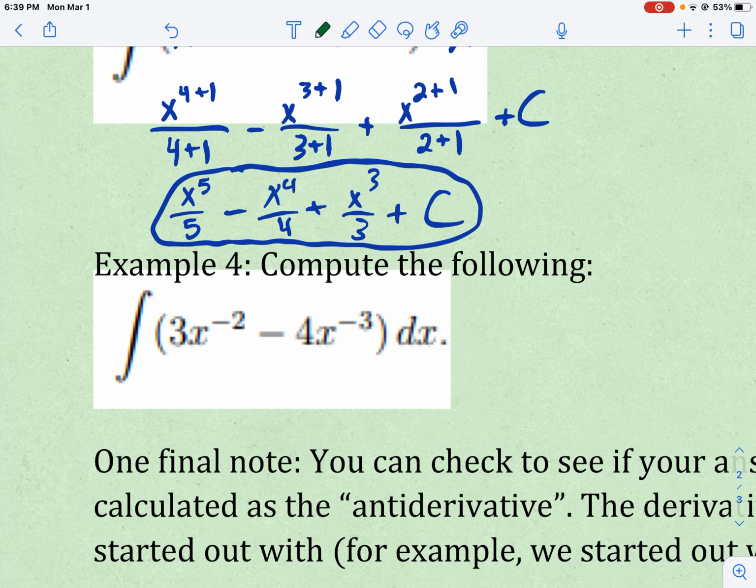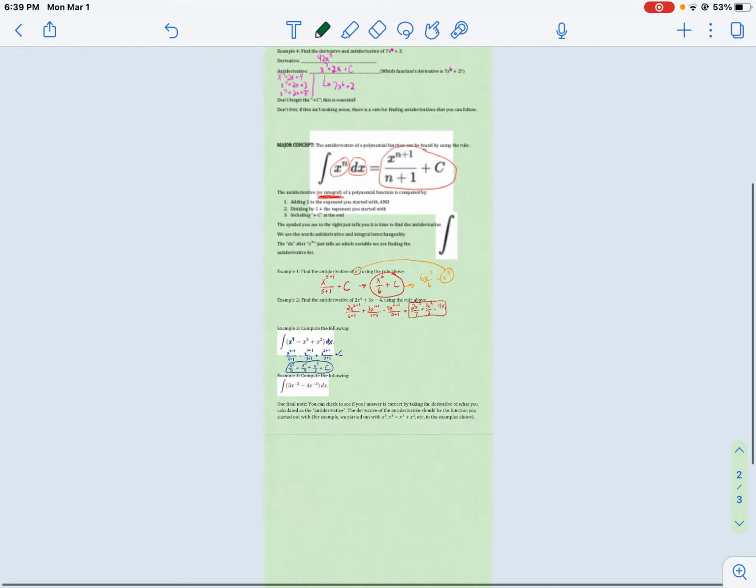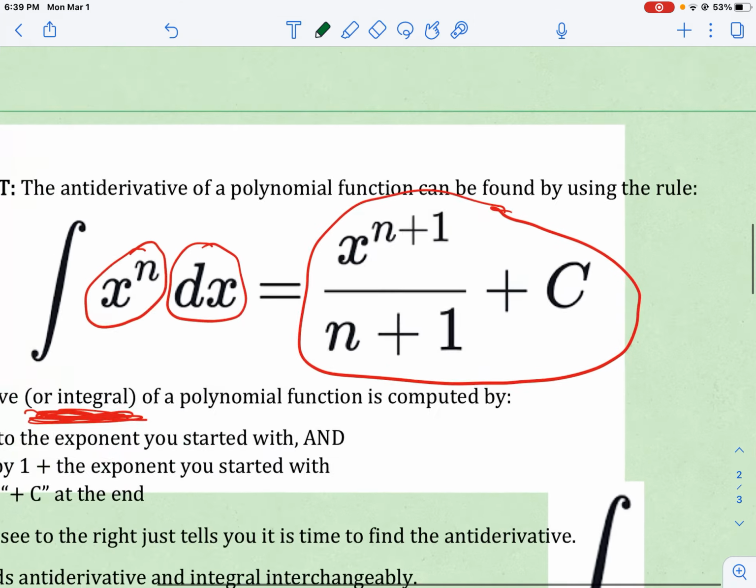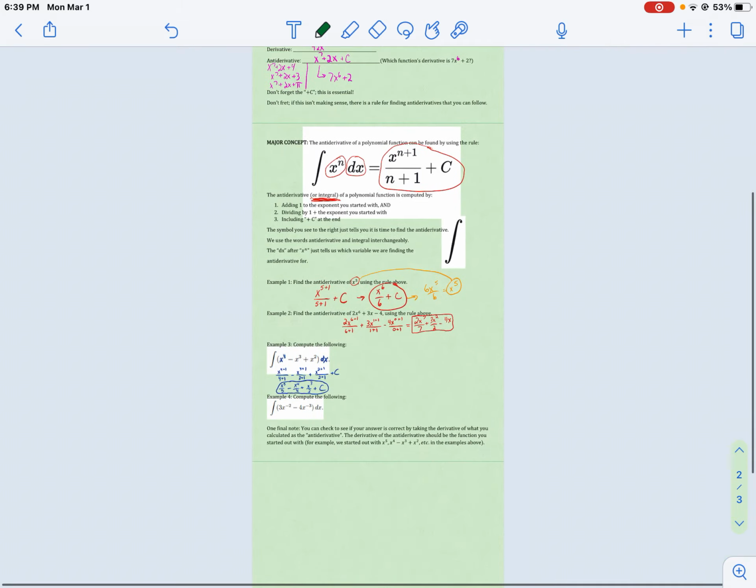Okay, last one. Now we have negative exponents, so don't freak out on me. Basically, you just want to keep doing the same thing that we're doing. Don't convert them to positive exponents until the very end of the problem, just like we did with derivatives. Remember, the reason that we use negative exponents when we find the antiderivative or take the derivative is because we can apply the power rule. In this case, we can use the rule up here for finding the antiderivative.